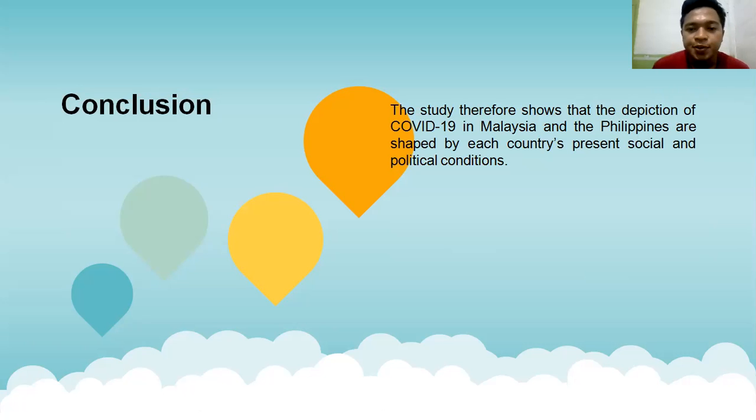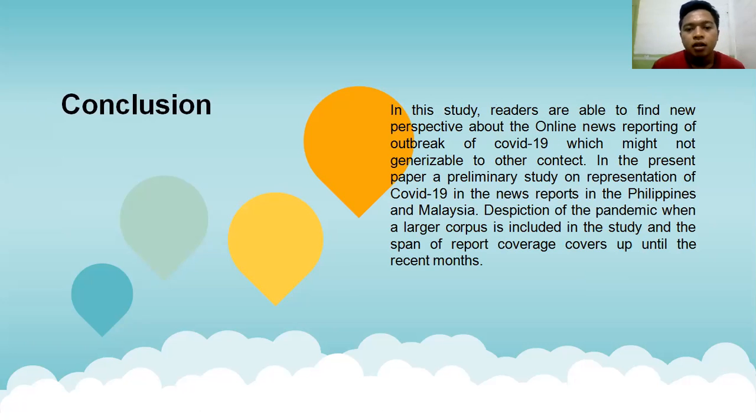About the conclusion, the study therefore shows that the depictions of COVID-19 in Malaysia and the Philippines are shaped by each country's recent social and political conditions. In this study, readers are able to find a new perspective on online news reporting of the COVID-19 outbreak, which might not be generalizable to other contexts. In the operation paper, this is a preliminary study on the representation of COVID-19 in news reports in the Philippines and Malaysia. The depiction of the pandemic may change when a larger corpus is included and the span of report coverage extends up until recent months.